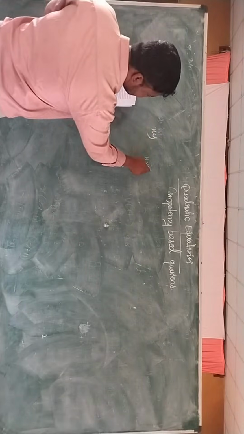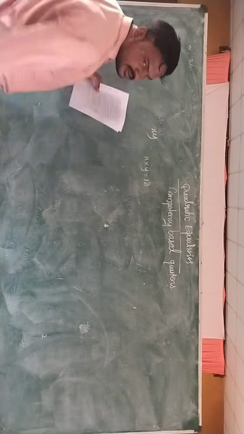Which question is question number 36? A two-digit number is such that the product of its digits is 18. Imagine, here is our number. This is the two-digit number. The product of its digits is 18.